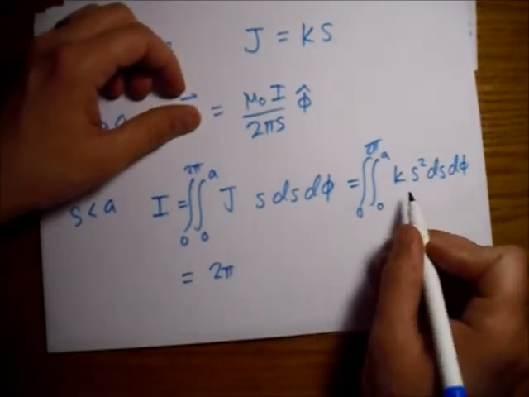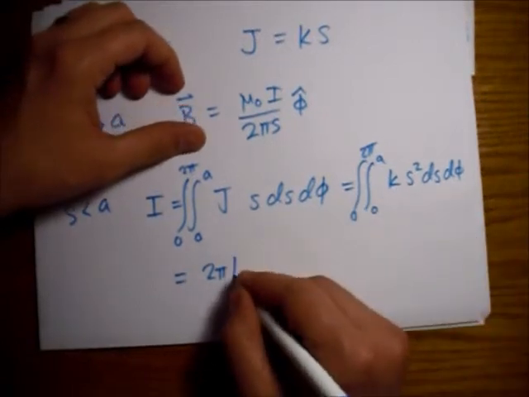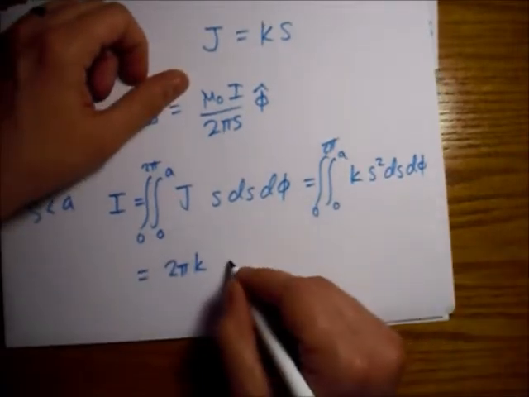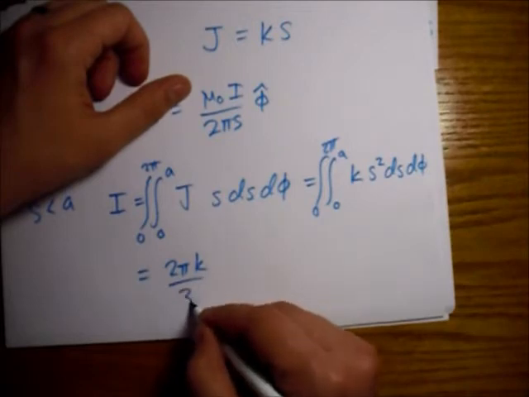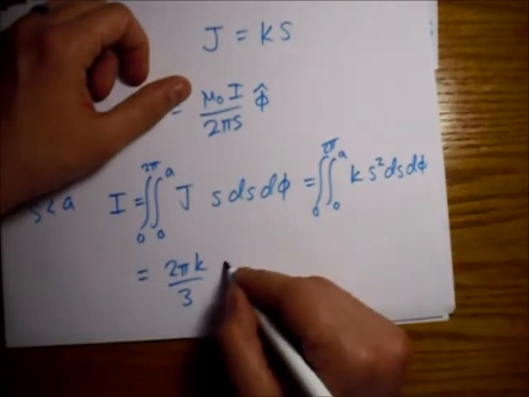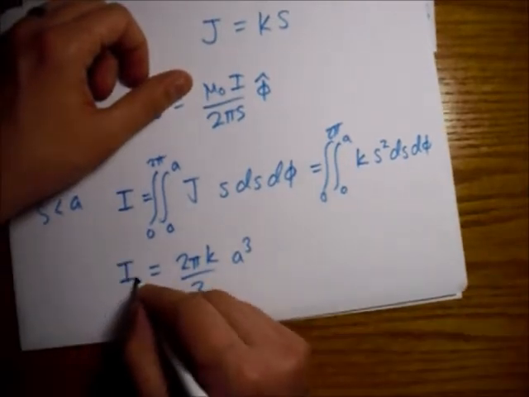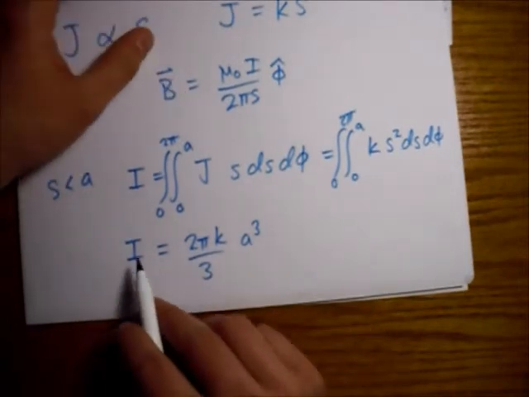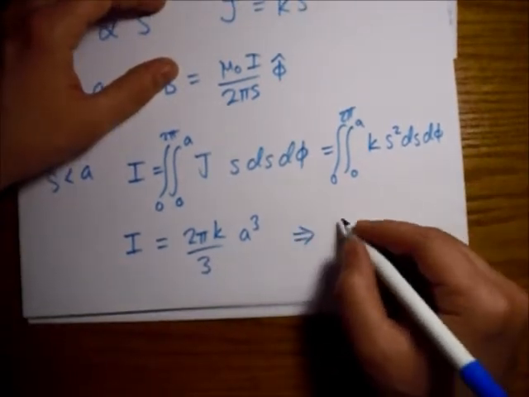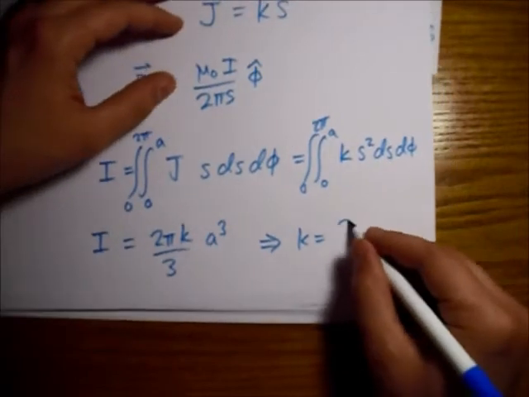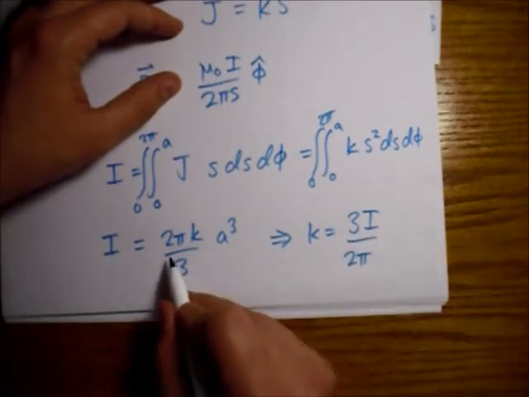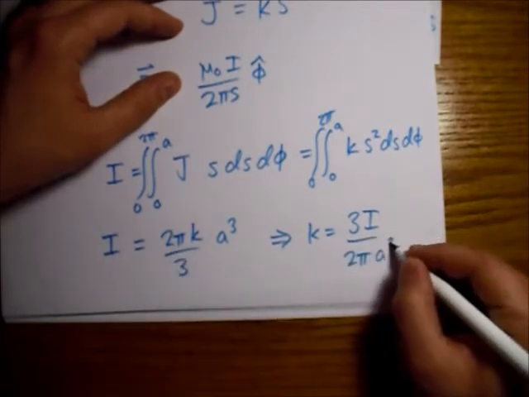Let's just write that out here. We have our K. And now we just need to integrate s squared from 0 to a. Integral of s squared is s cubed over 3. I'll bring the 3 out here. S cubed, and we're evaluating from 0 to a, right? So that's just an a cubed. All right, again, this is equal just to the total current I. And what we're looking for is this K. So solving for that K, we get a 3I, we're dividing by 2 pi right here, and dividing by a cubed.